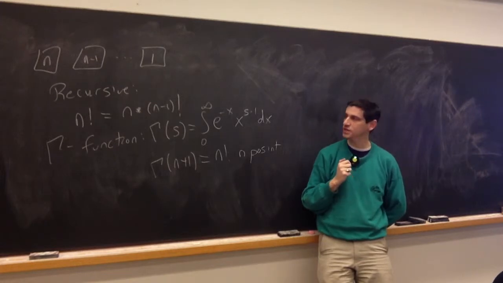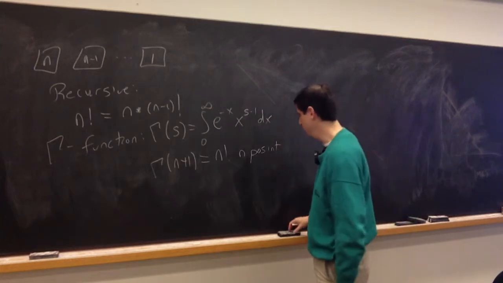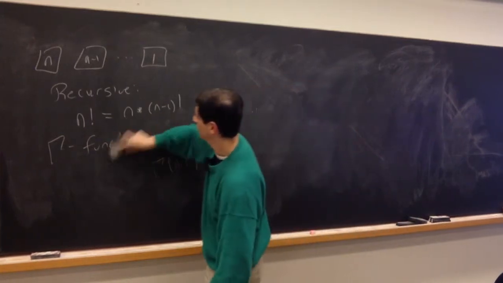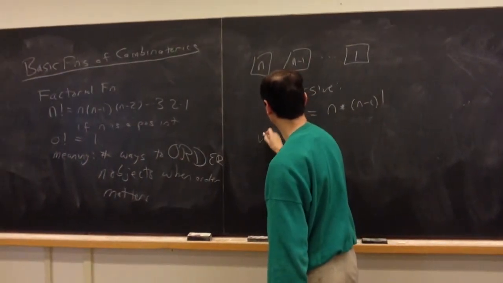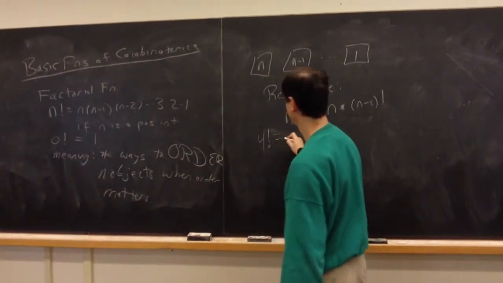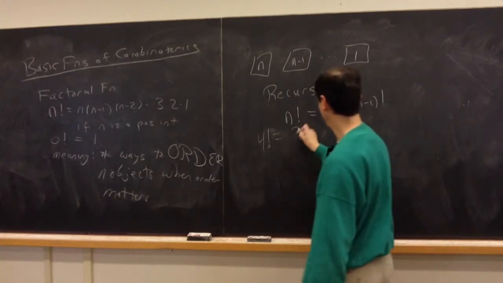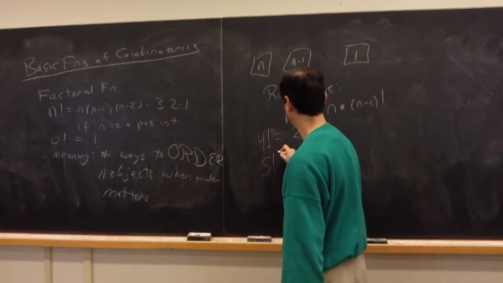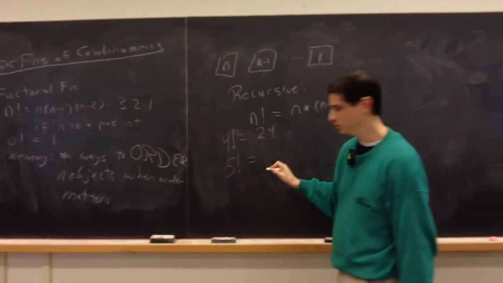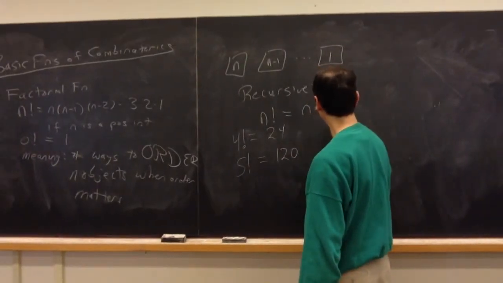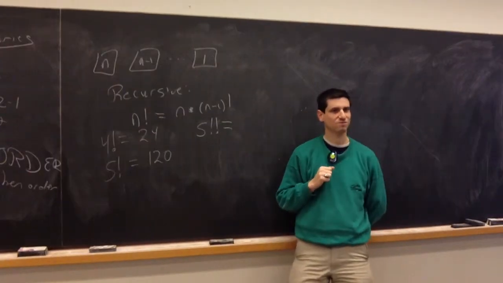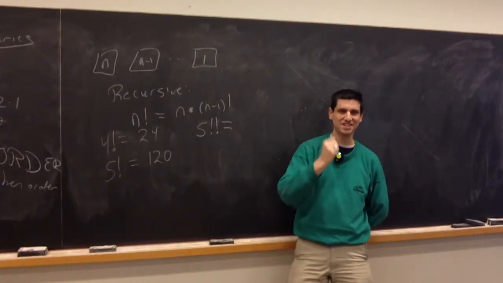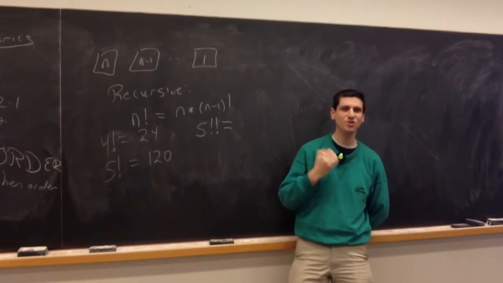All right. The other thing is, in mathematics, you can define almost anything. The question is, what's a good thing to define? So this was the gamma function. So can someone tell me what 4 factorial would be? 24. 5 factorial. 120. What do you think 5 double factorial would be? Okay, so by that I take it a big number.